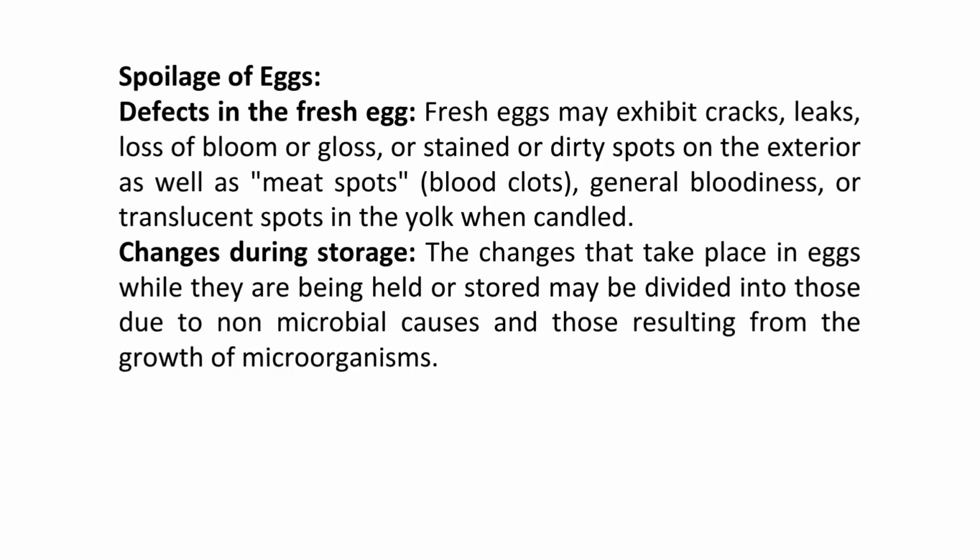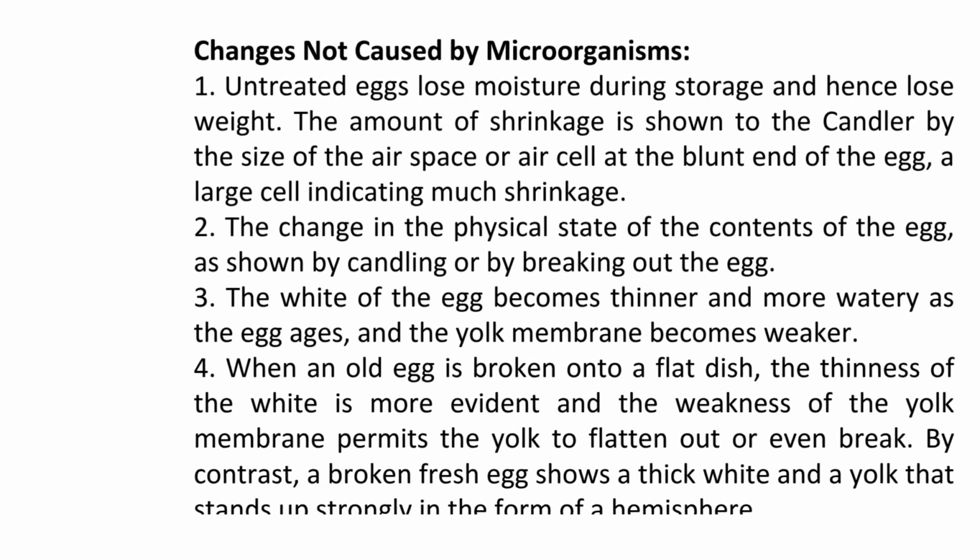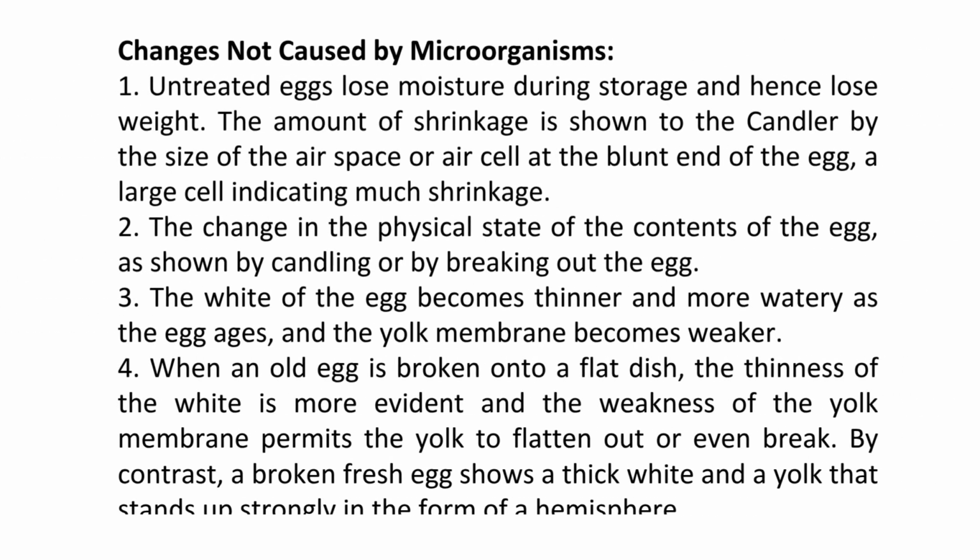The changes during storage are divided into those due to non-microbial causes and those from microorganisms. Let's look at the changes not caused by microorganisms. First, untreated eggs lose moisture and weight during storage. This shrinkage is shown by the size of the air cell at the blunt end. A large cell indicates much shrinkage.